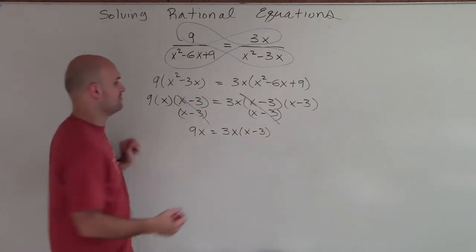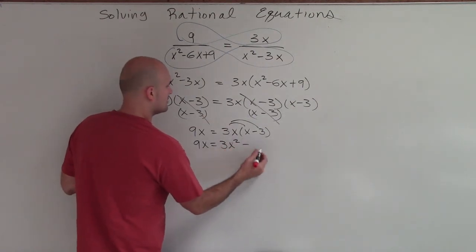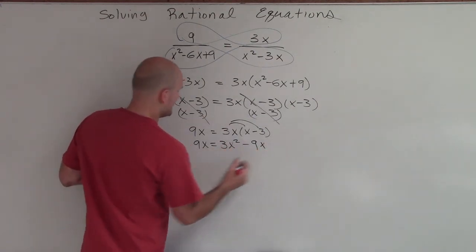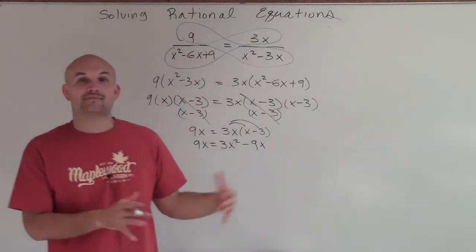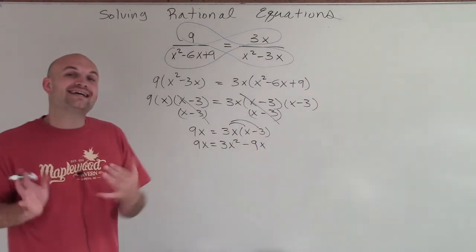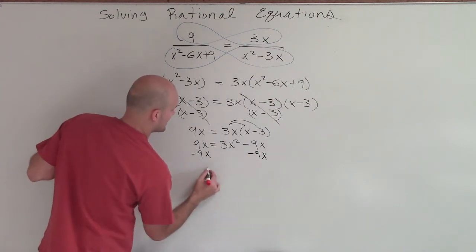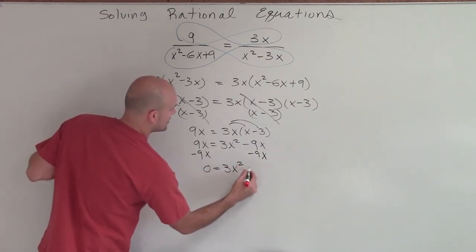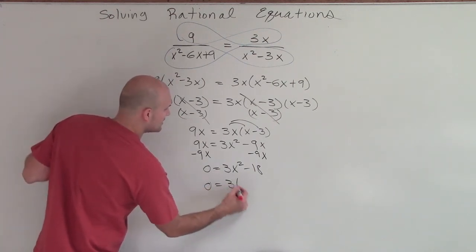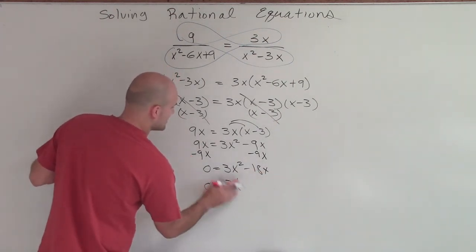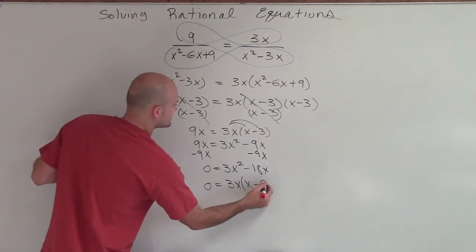All right, now I can apply the distributive property. So I get 9x equals 3x squared minus 9x. And now, since it's a quadratic, I can't just isolate my variable. I still have x's, but I can get them all on the same side and set them equal to 0. So when I do that, I get 0 equals 3x squared minus 18x. Now I can simplify this again by factoring out a 3x, and I'll be left with x minus 6.